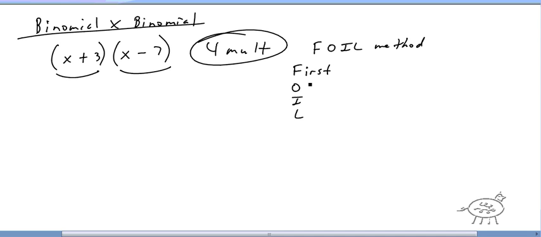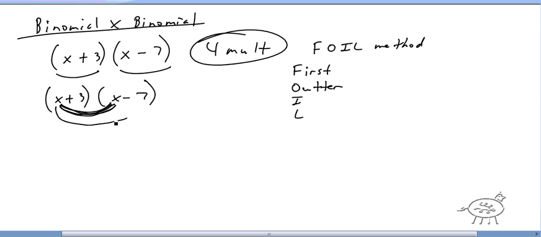And if I look at, let me write this again here, x plus 3, x minus 7. So here's the first term, math fans. It's the first term in each parenthesis. So the x and the x, that's first. And then you have the outer term. And these are the outer terms. It's just the outside. The negative 7 and the x, that's outer.